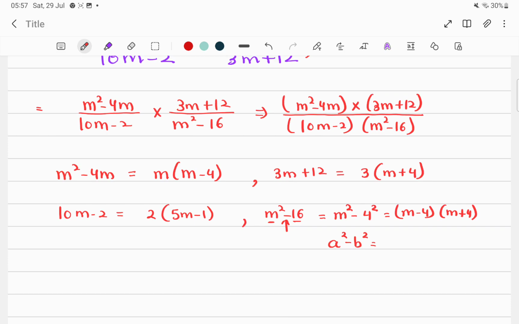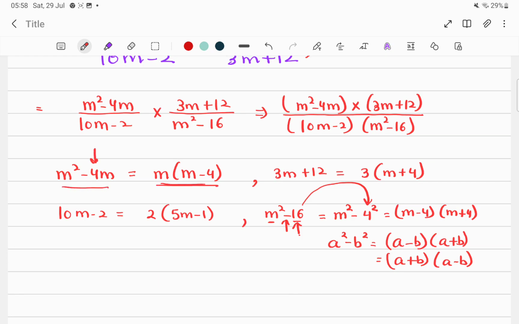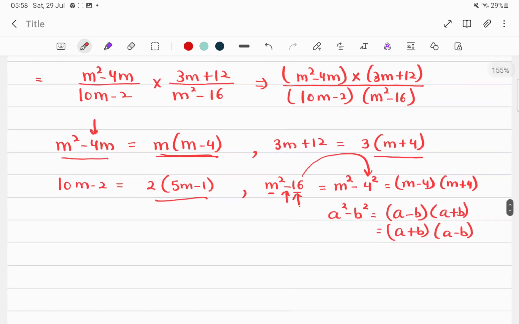If they are not, like here it was given 4, so I have to represent it first as 4 squared. If it was 25 here, then I would say 5 squared. So this equals a minus b times a plus b. You can write it in any order, like a plus b times a minus b also. Now we know all these expressions in factored form, so we can write them again in the numerator and denominator in this form.